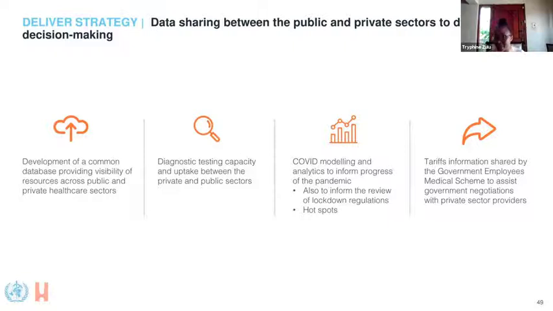So the government didn't have this sort of expertise, but the private sector came forward and volunteered their services and expertise to come up with COVID modeling tools and analytics to inform the government in terms of how to move from level 5 lockdown to level 4 to level 1. So all of that was driven mostly by the private sector, but coordinated by the public sector.